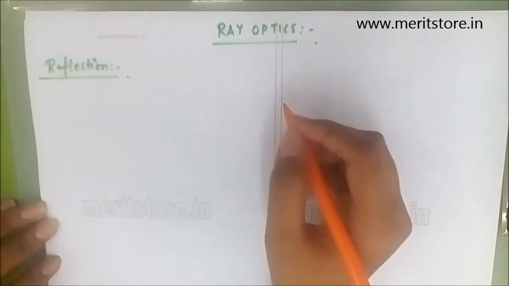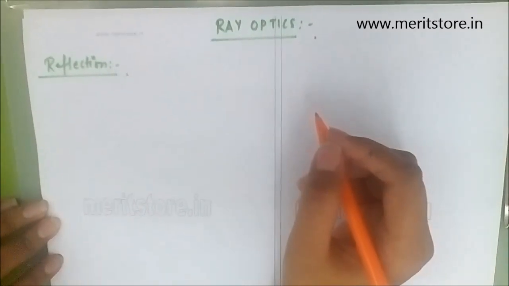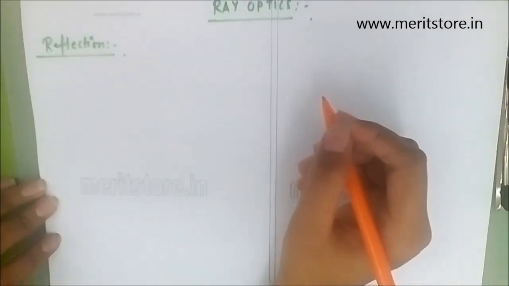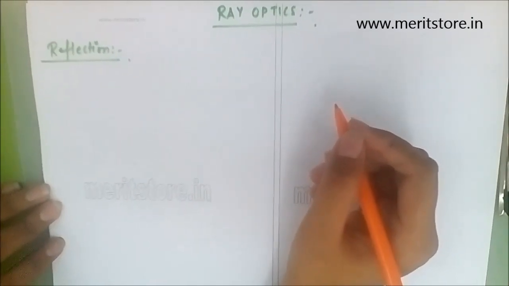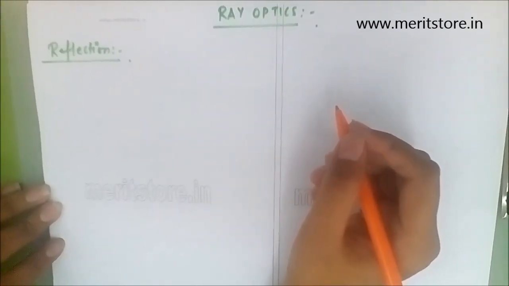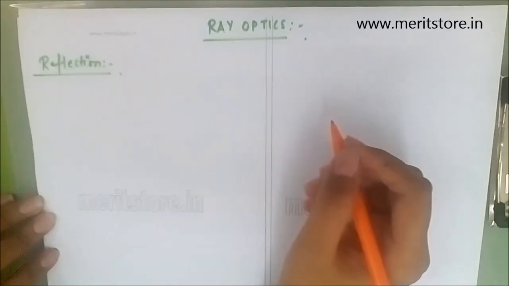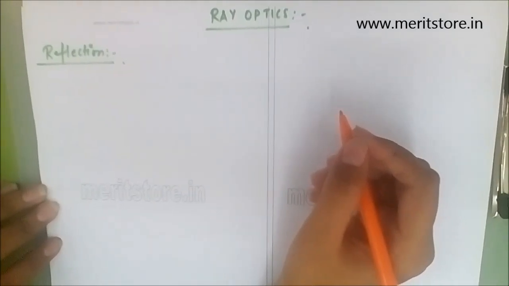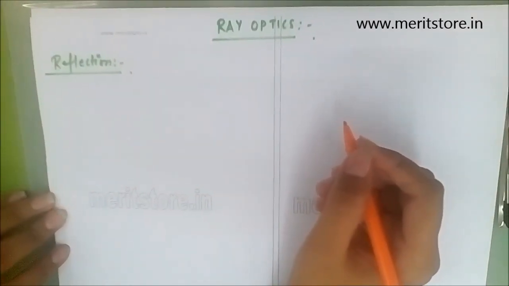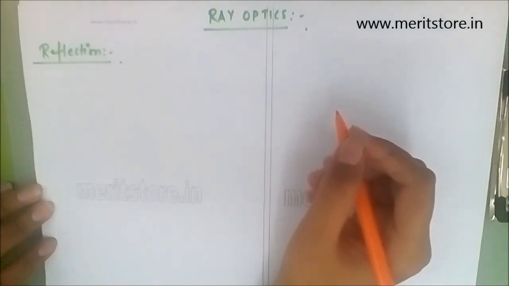Some important definitions for the concept of reflection. Light is an agent which produces in us the sensation of sight and it is a form of energy. A transparent medium is a medium through which light can be propagated very easily. A translucent medium is a medium through which light is propagated but partially. An opaque medium is a medium through which light cannot be propagated at all.